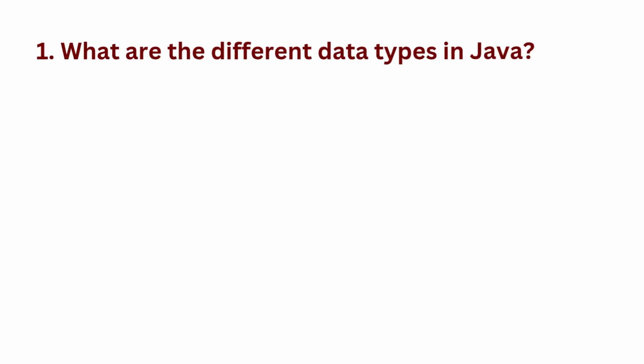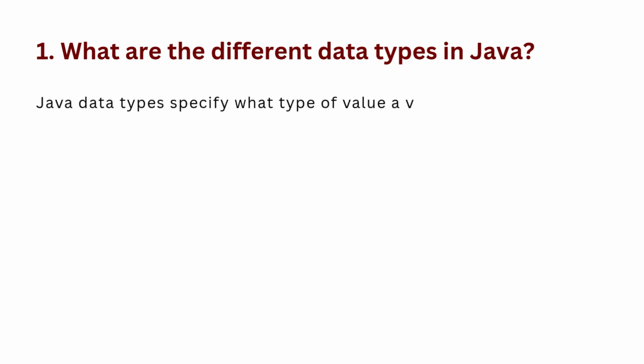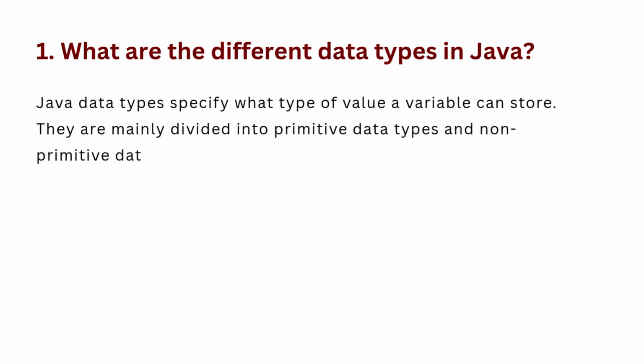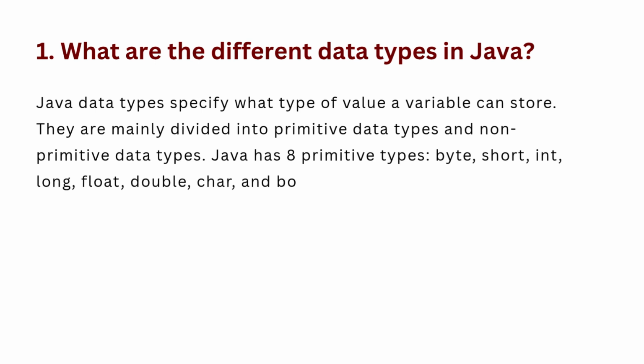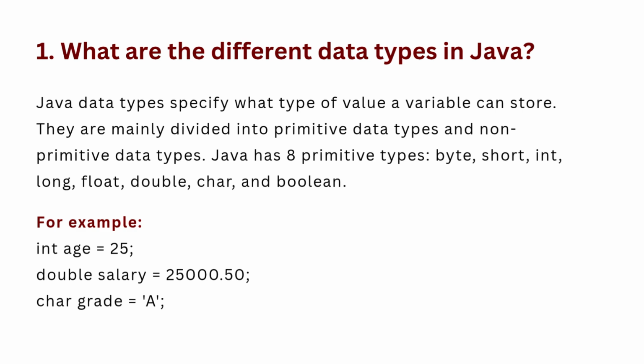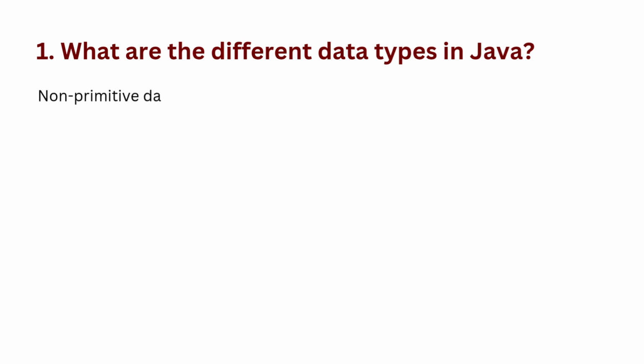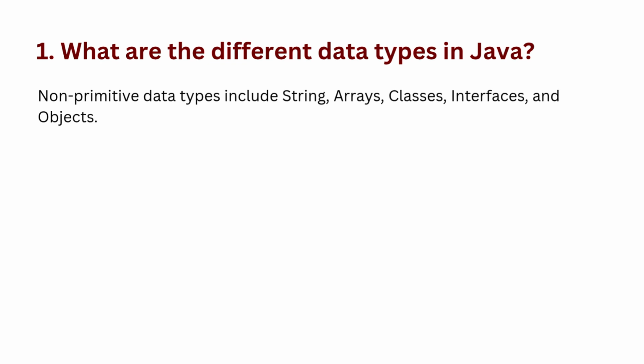First question: what are the different data types in Java? Java data types specify what type of value a variable can store. They are mainly divided into primitive data types and non-primitive data types. Java has 8 primitive types: byte, short, int, long, float, double, char, and boolean. Non-primitive data types include string, arrays, classes, interfaces, and objects.